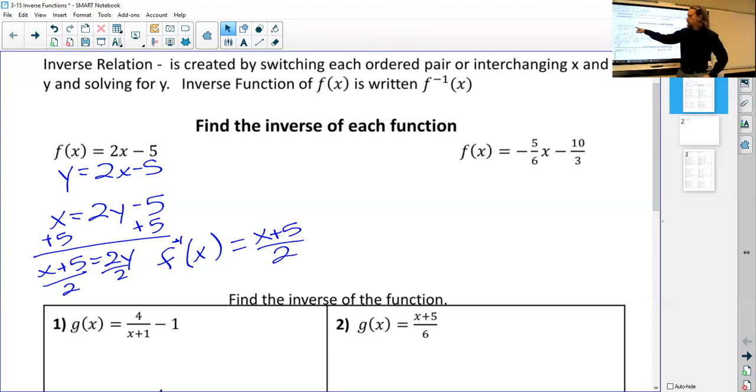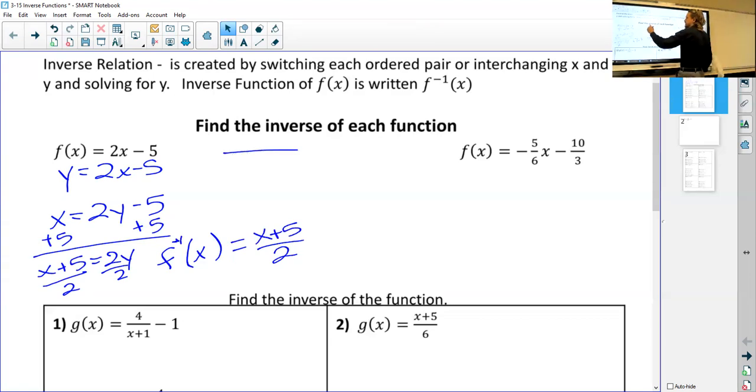So we write our function out, we replace the f of x with y, then we swap x and y, and then we solve for y. Which I know it seems like, what's the point? The whole thing is, we're saying in our original function, 2x minus 5, I can put any number in for x, and I can get an answer. And then if I put it into this inverse function, we will end up back where we began.